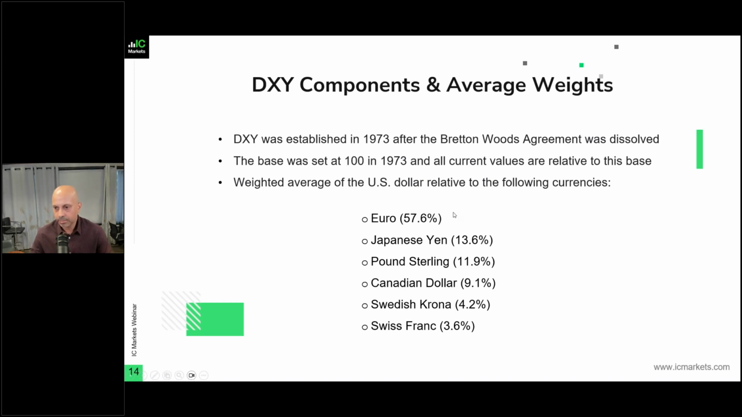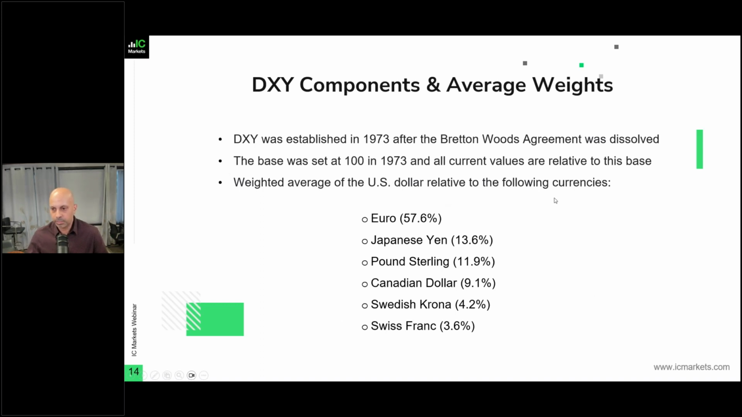And the basket is made up of the following currencies. So we have the euro, Japanese yen, pound sterling, Canadian dollar, Swedish krona, and Swiss franc. The euro, as you can see, makes up a significant portion of this basket. So whenever we see the euro dollar rising strongly, it means that the dollar index is very likely to be falling, because as you know, euro dollar has the dollar as the denominator. If euro is rising, the denominator is falling, so hence DXY is falling as well.